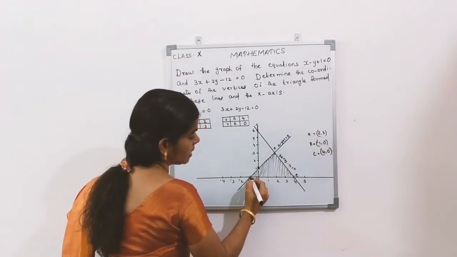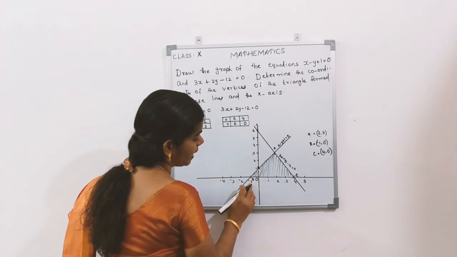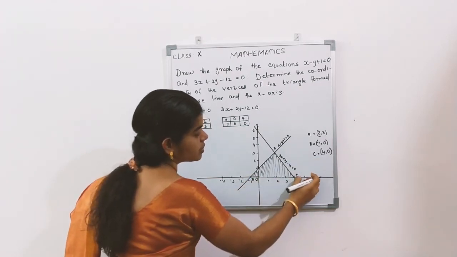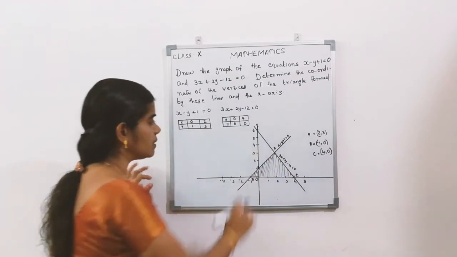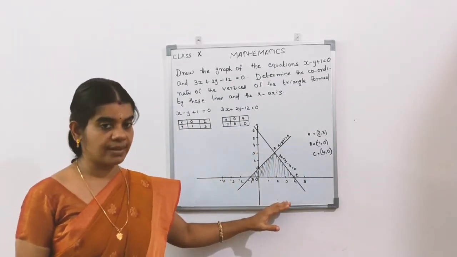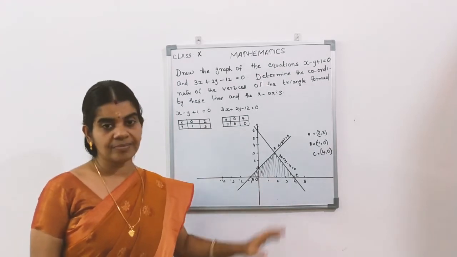This is the second part. B is equal to (-1, 0). The C will be (4, 0). Therefore these are the vertices of this triangle. Clear this?